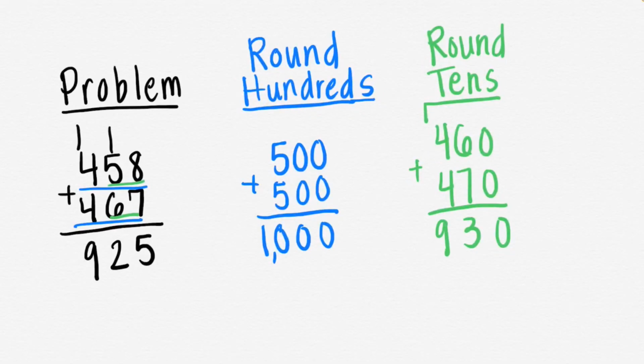So the actual answer was 925. We got 1,000 when we rounded to the hundreds, and we got 930 when we rounded to the tens. When we round to the tens place, our answer is more accurate than when we round to the hundreds place.